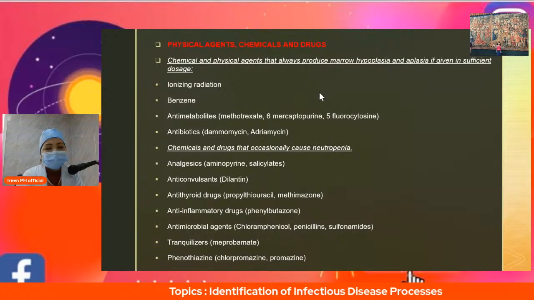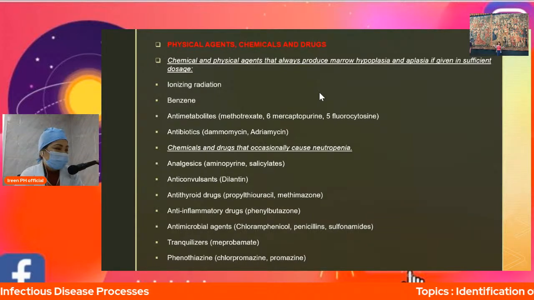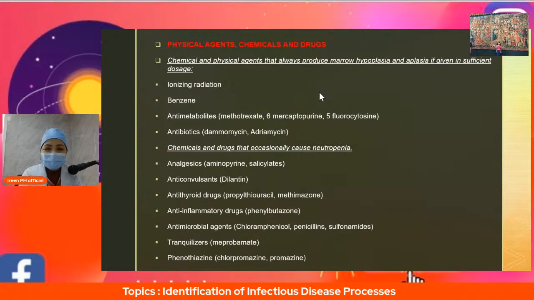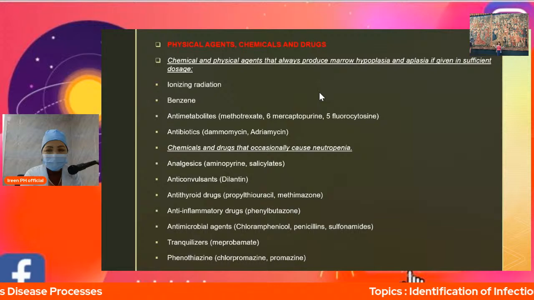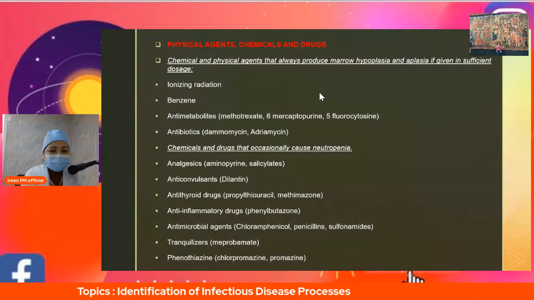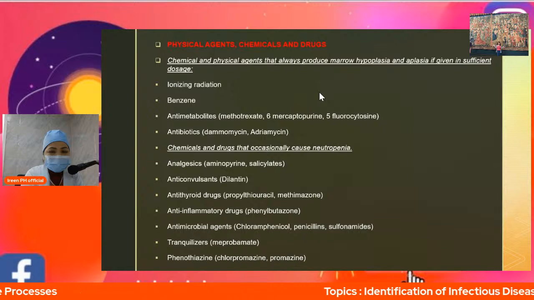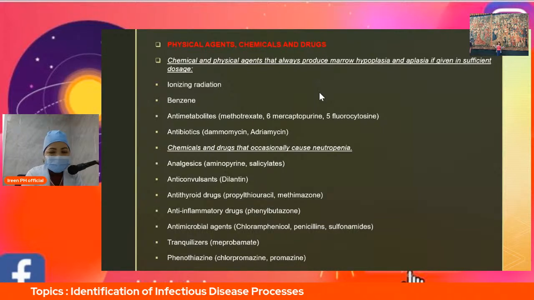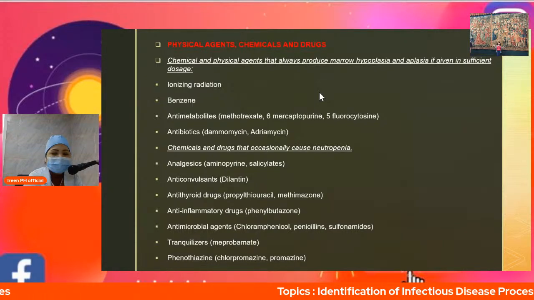These are the physical agents and chemicals and drugs. Chemical and physical agents that cause bone marrow hypoplasia and aplasia, if given in insufficient dosage: ionizing radiation, benzene, antimetabolites like methotrexate, 6-mercaptopurine and 5-fluorouracil. The antibiotics: daunomycin, adriamycin.